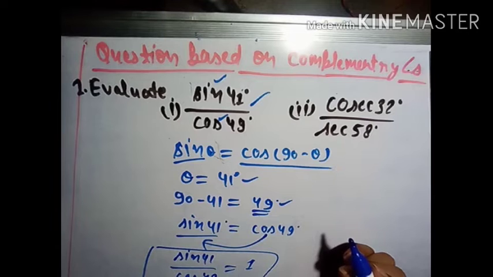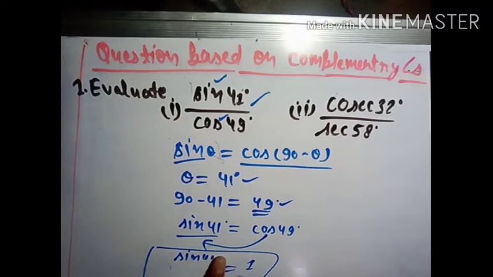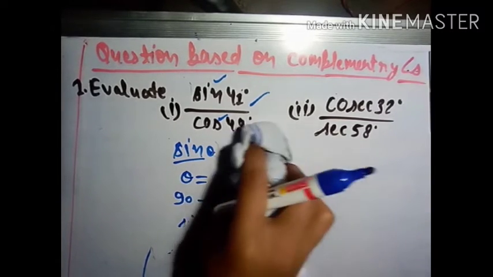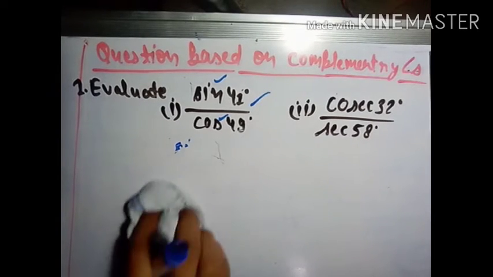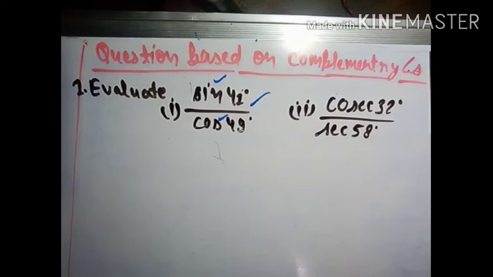Look, this result is matching here. Understand? This result is matching right now. Sine 41 upon cos 49, this is equal to how much? 1. Okay, so let us take the second example so that you can understand it very well. Keep solving along with me.